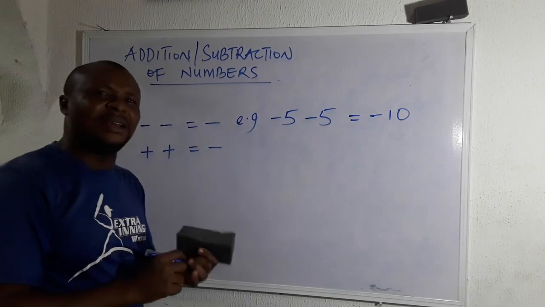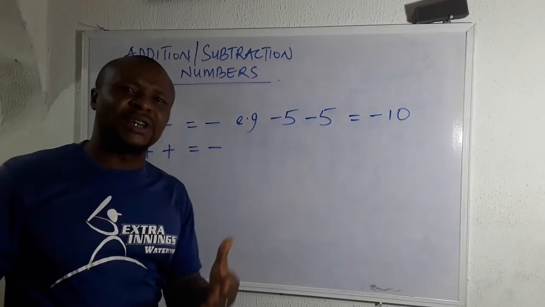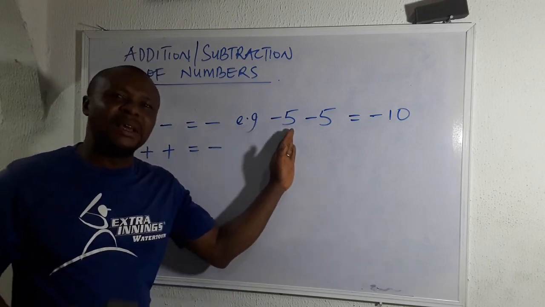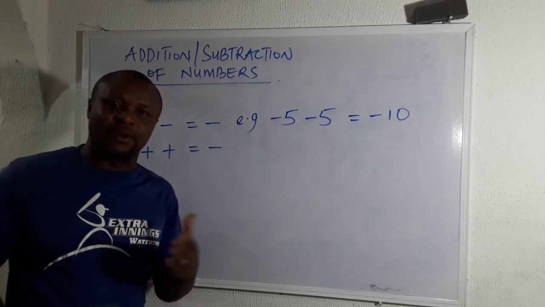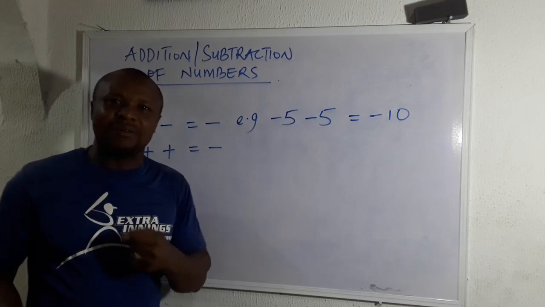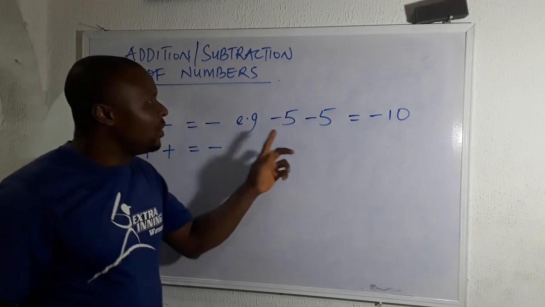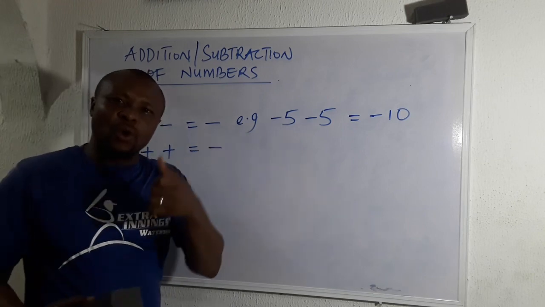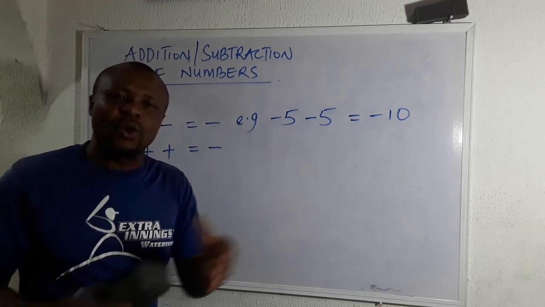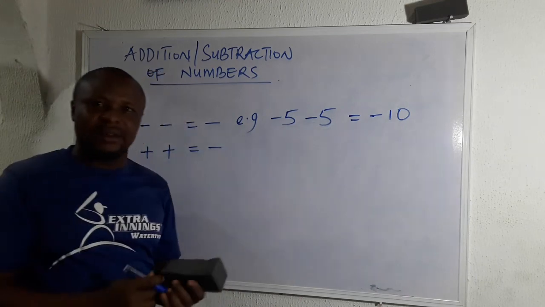Now, another interpretation that is given to a scenario like this, most mathematicians think of a negative number as meaning you owe a debt, for instance, while a positive number means you have. If the negative number means you owe, minus 5 means you owe 5. Another minus 5 means you owe another 5. So altogether, how many are you owing? You are owing 10. So that is negative 10.